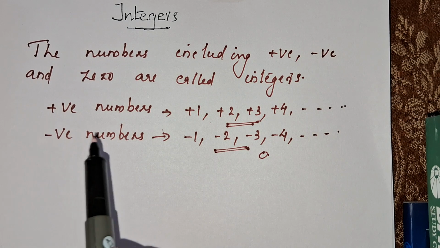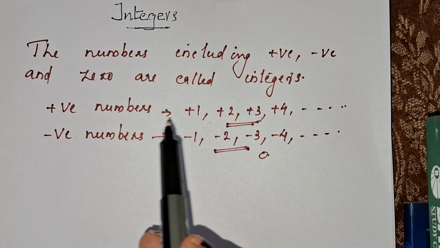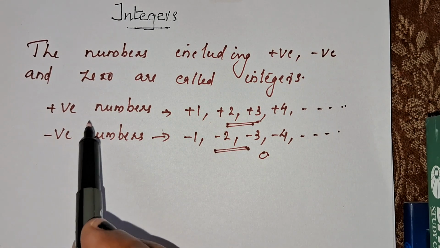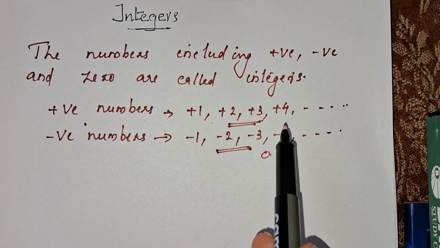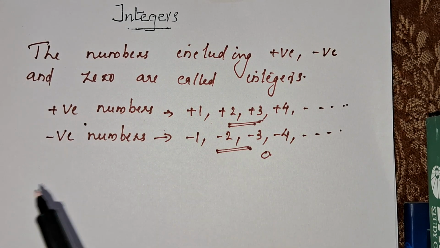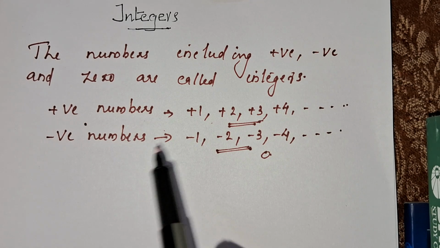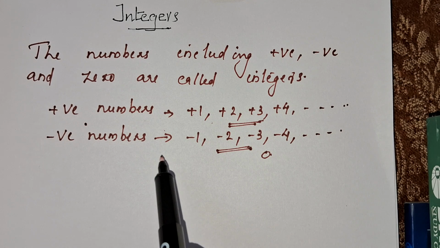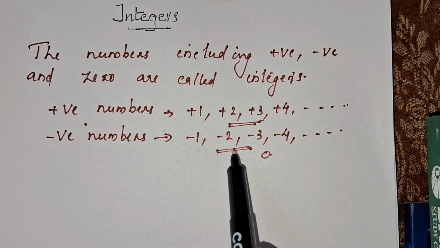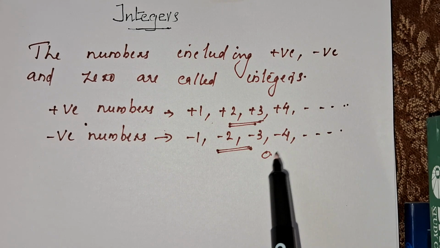The numbers including positive, negative and zero are called integers. What are positive numbers? +1, +2, +3, +4, etc. All these numbers are called positive numbers. That means these numbers have a plus sign, and negative numbers are -1, -2, -3, -4, etc. and 0.